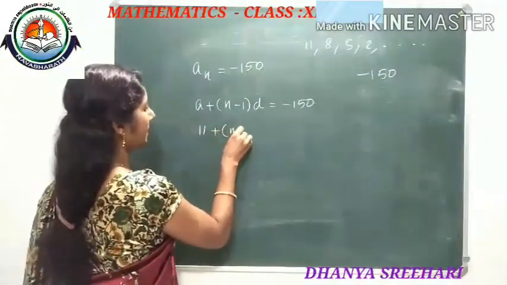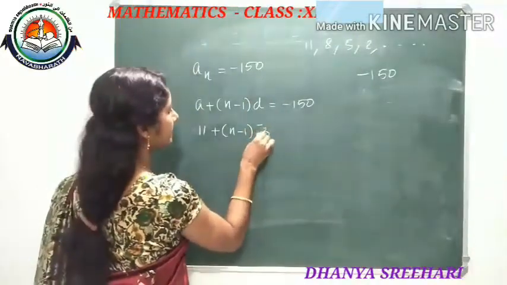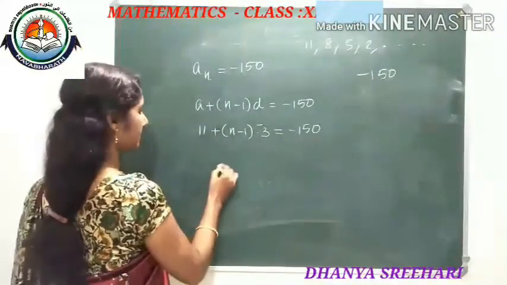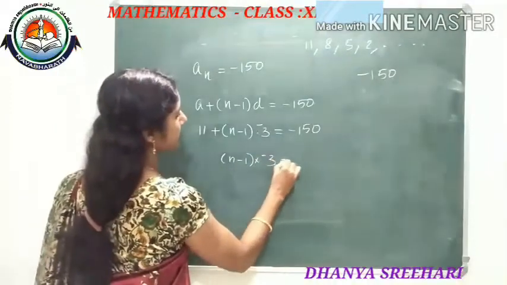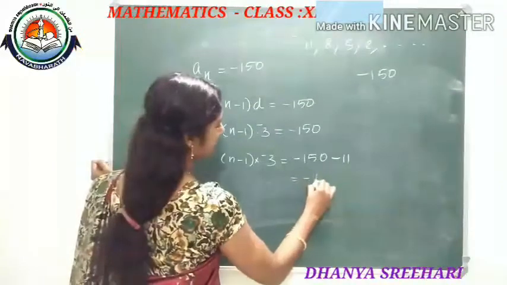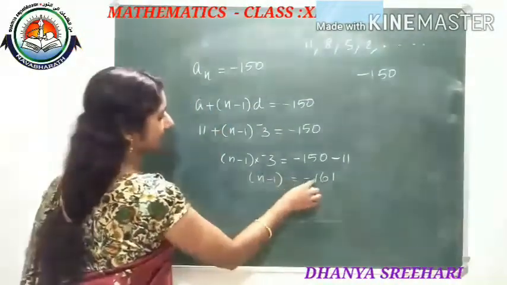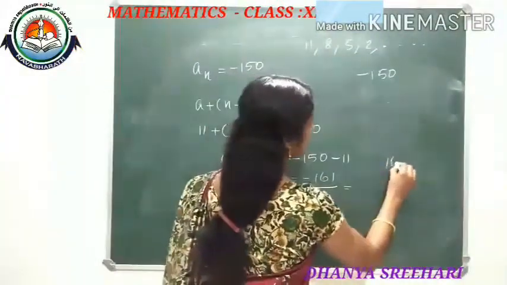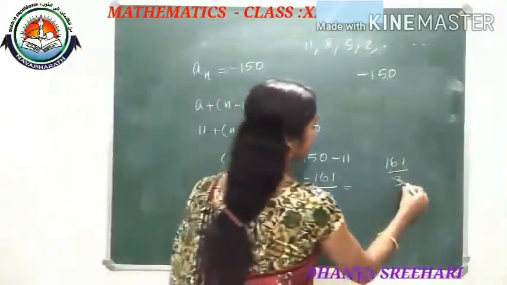What is A? 11, plus (n minus 1) into D. What is D? D is minus 3. So 11 plus (n minus 1) into minus 3 equals minus 150. Next step, 11 goes to that side, so (n minus 1) into minus 3 is equal to minus 150 minus 11, which is minus 161. So n minus 1 is equal to minus 161 divided by minus 3, and minus minus becomes plus, so we get 161 by 3.